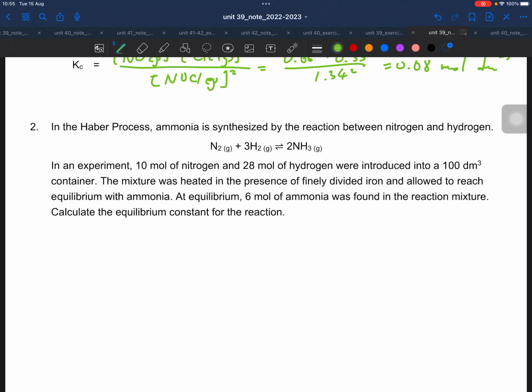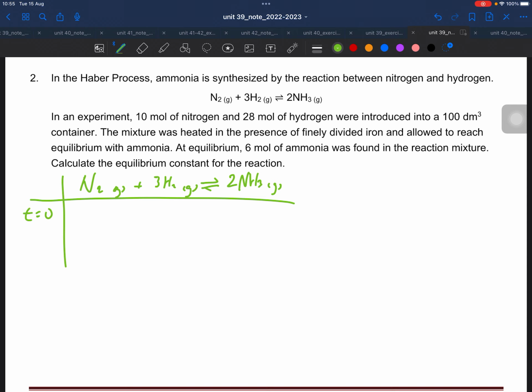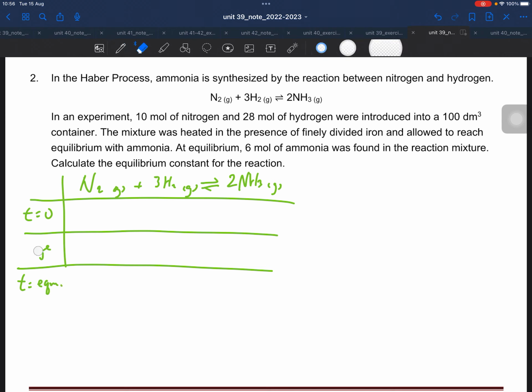Now, next one is, alright, if the questions are like this, please write down the RICE by yourself. This is R, time equal to 0, change, time equal at equilibrium. Alright, let me write it better. Okay, now again, please highlight the detail.